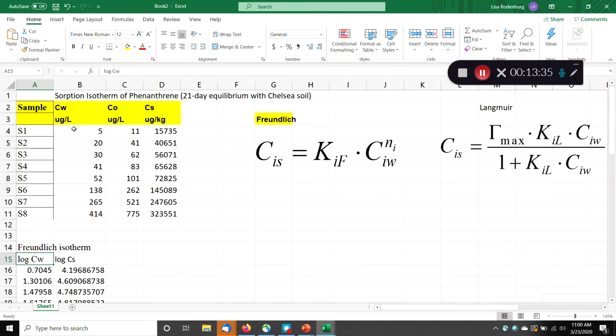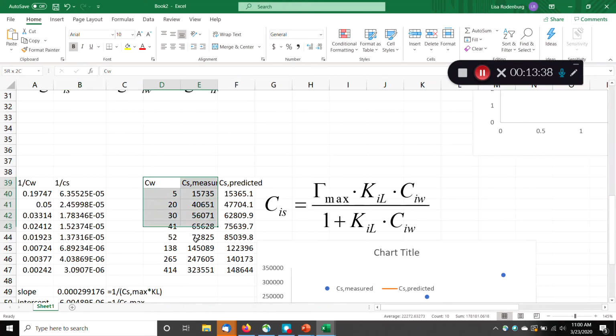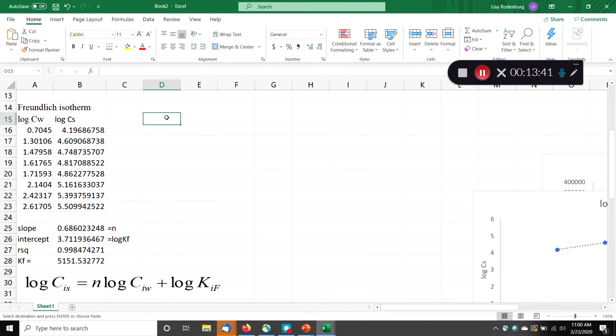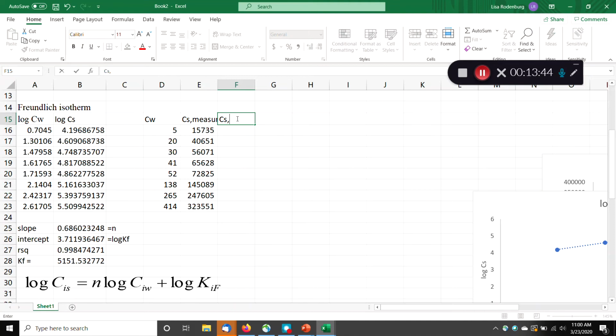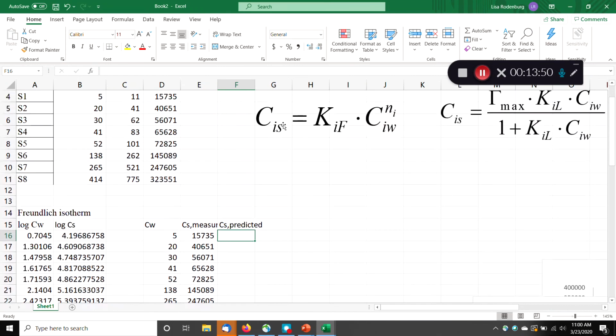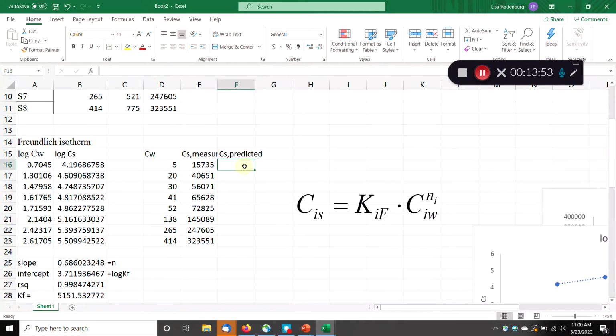So we've got, we'll use the same CS and CW here. But then here is going to be our CS predicted for our Freundlich, and that's using this equation. So CS is equal to KF times CW to the n power. And again, we need some dollar signs here to make this work. Booyah. This one looks good. And wow, that one looks good too.